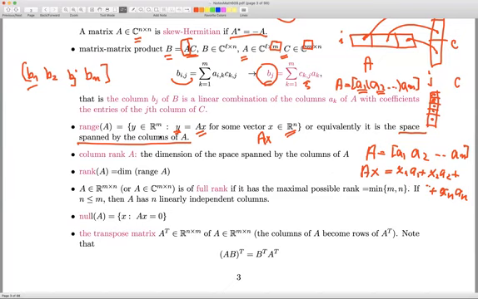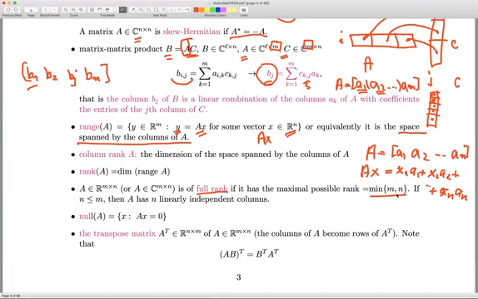of the matrix. The column rank of the matrix is the dimension of the space spanned by the columns of A, and the rank of A is the dimension of the range of A, which is the same as saying that this is the dimension of the linear space spanned by the columns of the matrix A. A matrix of dimension m times n is said to be full rank if it has the maximum possible rank, and the maximum possible rank is the minimum between the number of rows and the number of columns.